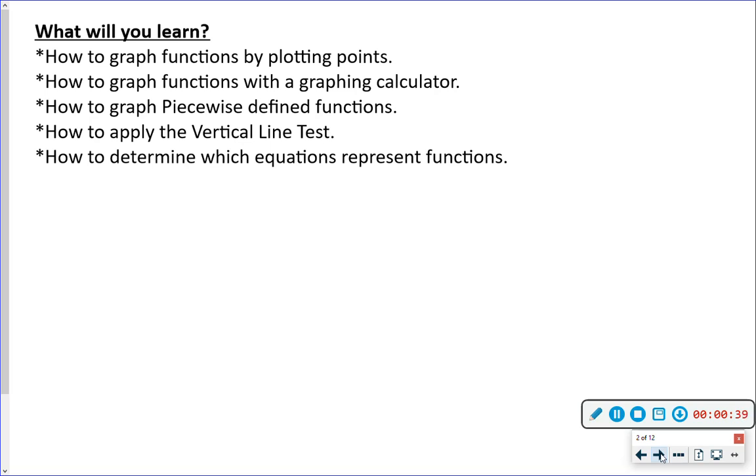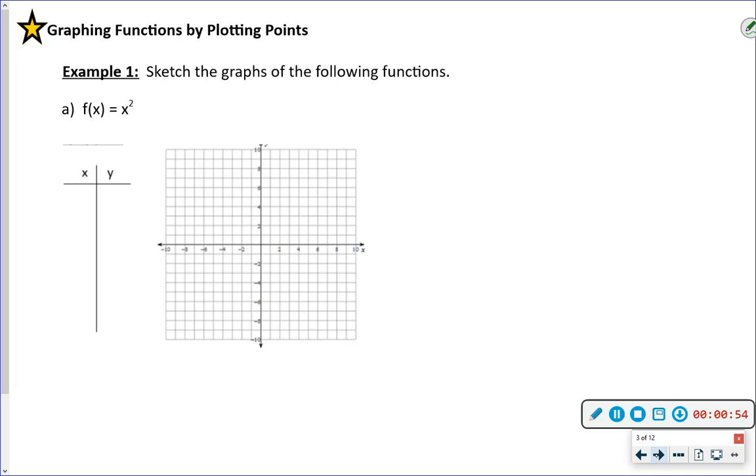We evaluated piecewise functions yesterday. Today I'm going to show you how to do the graphs for those. Vertical line test, you know vertical line test. We've been doing that since 8th grade math, but we'll talk about that. And then of course how to figure out whether an equation represents a function. So let's start by graphing, by plotting points.